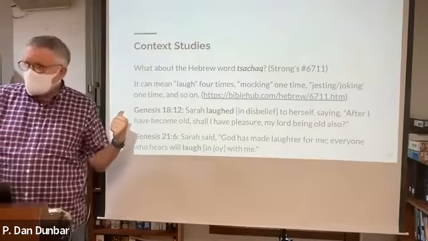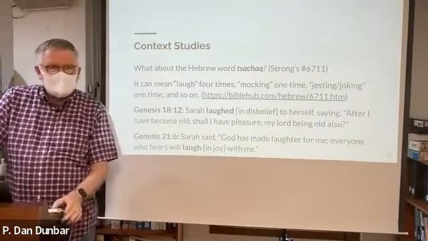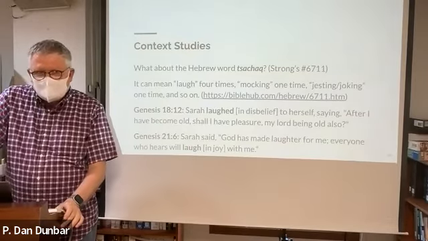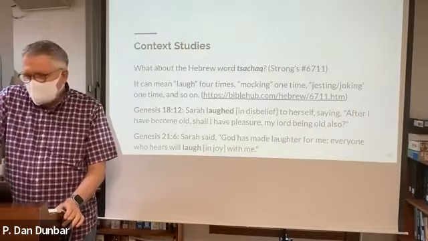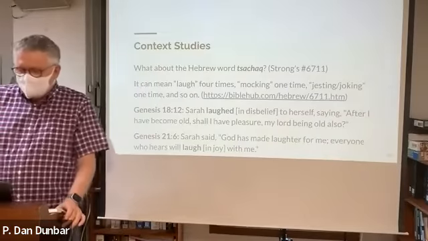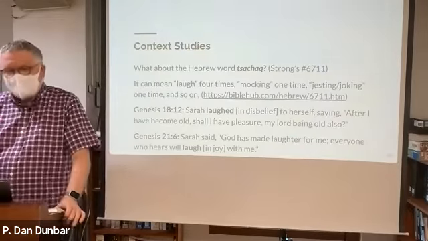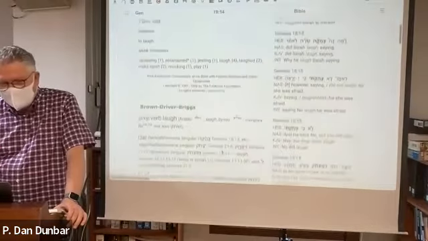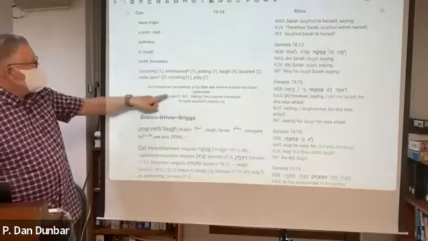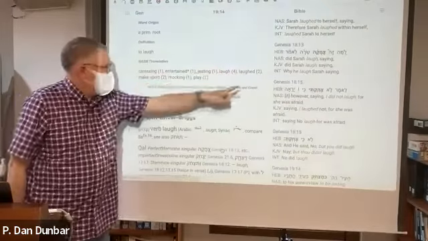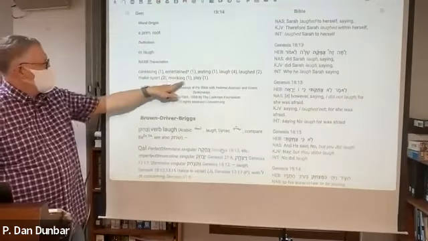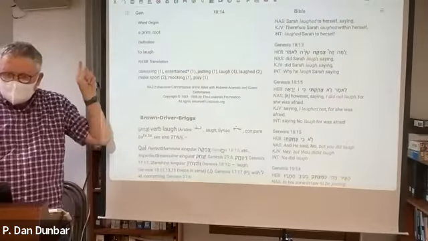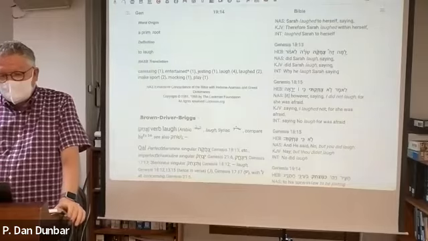Okay, let's go to the other word we just looked at before. Can you remember how to say it? Strong's number 6711. Let's go to Bible Hub and check it out. You can see it means laugh four times, laugh two times, mocking once, making sport twice, play once, entertaining once, jesting once, caressing once. There are many different ways that word is used.